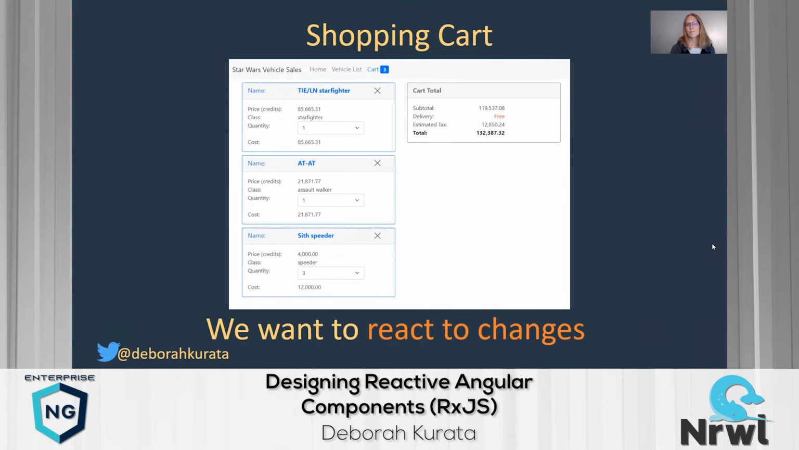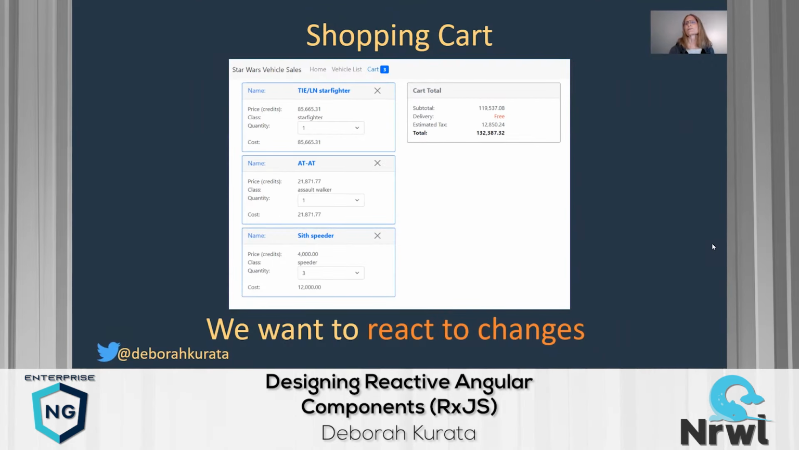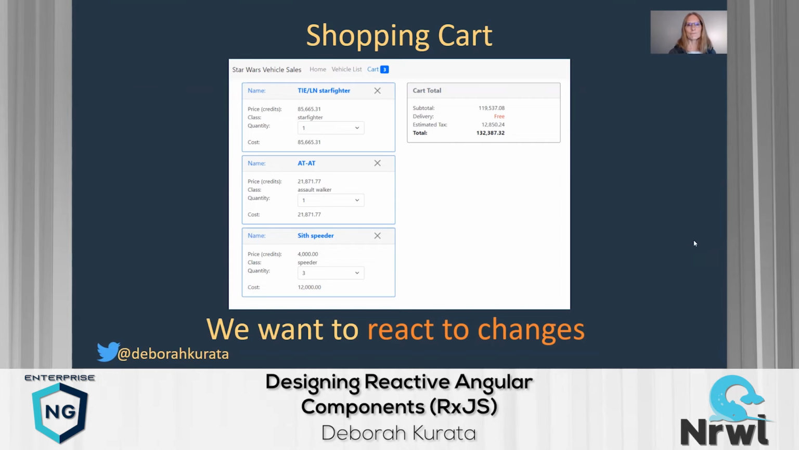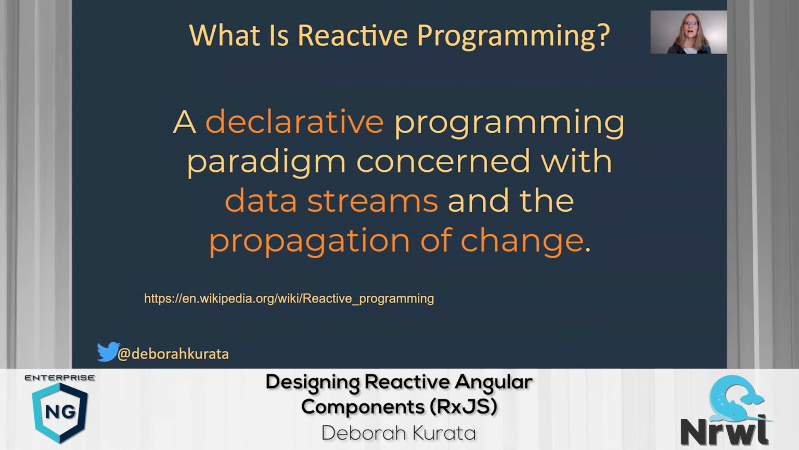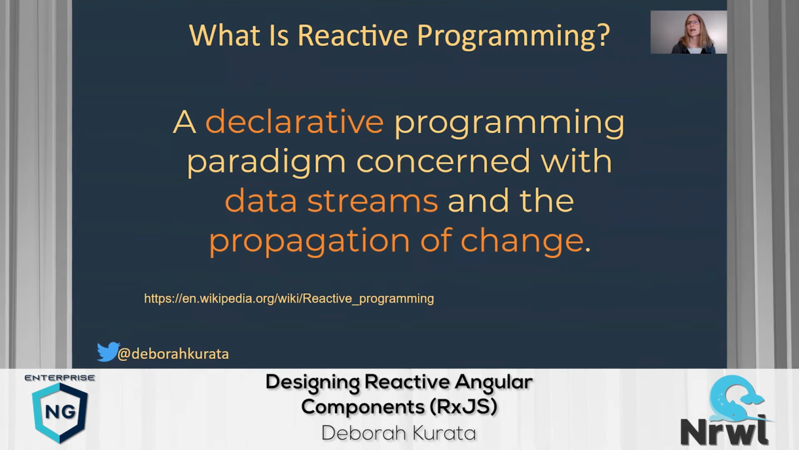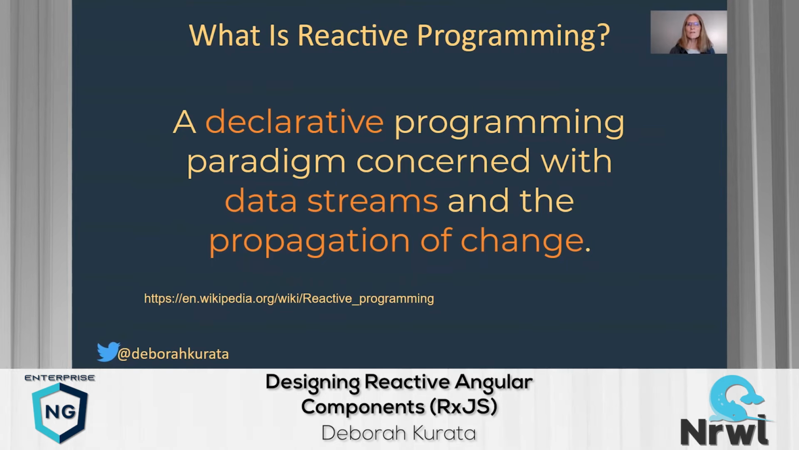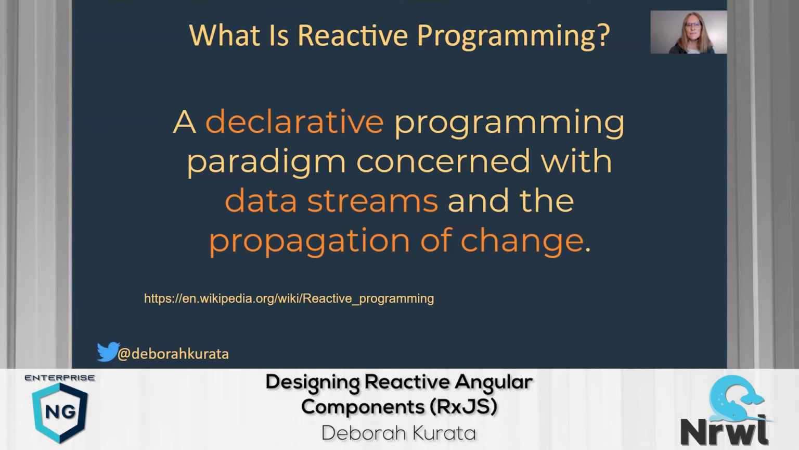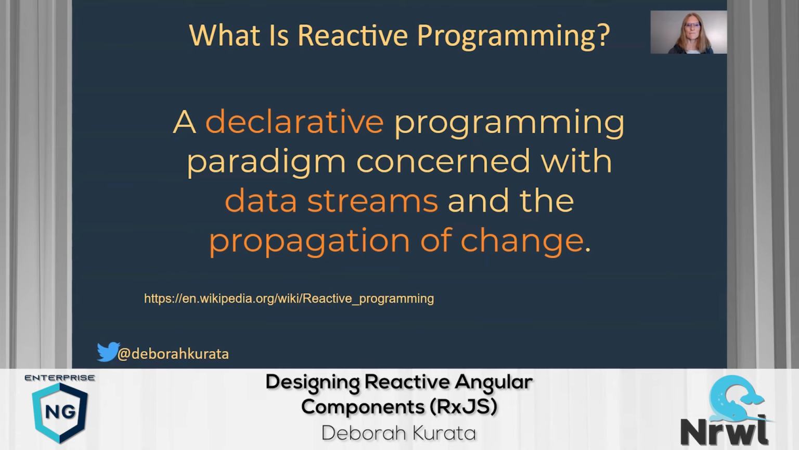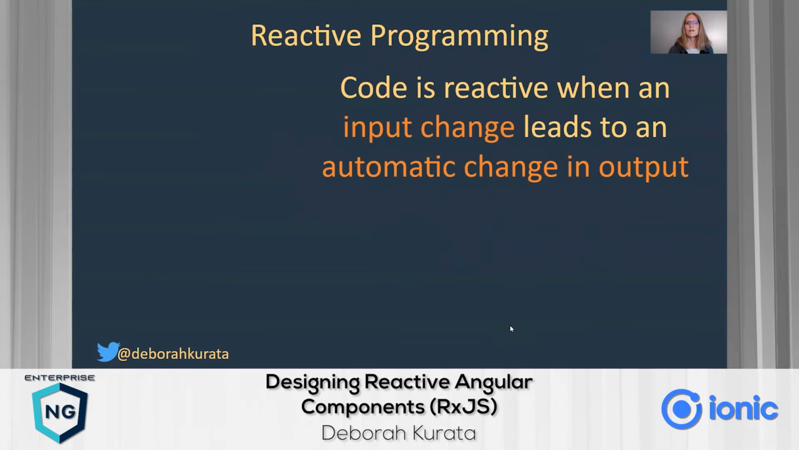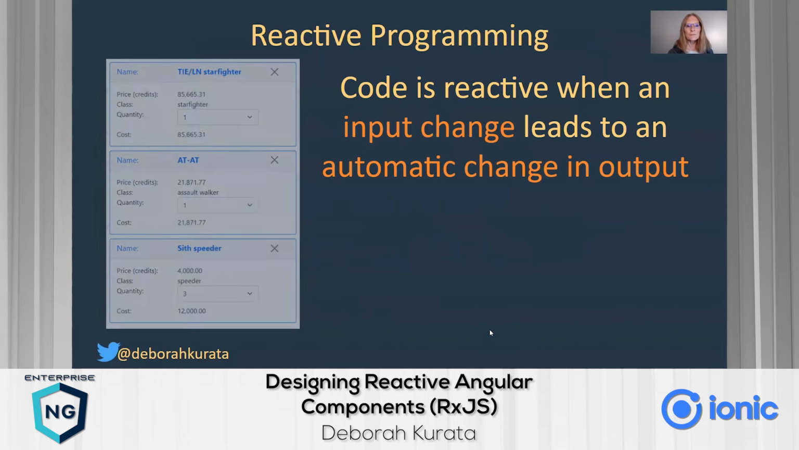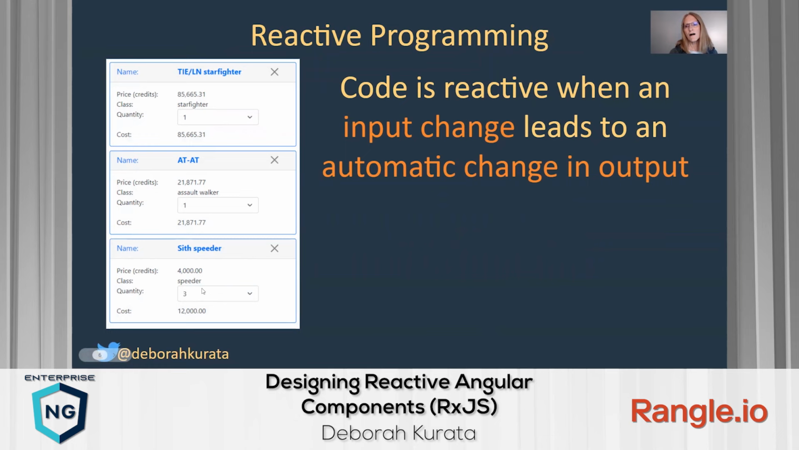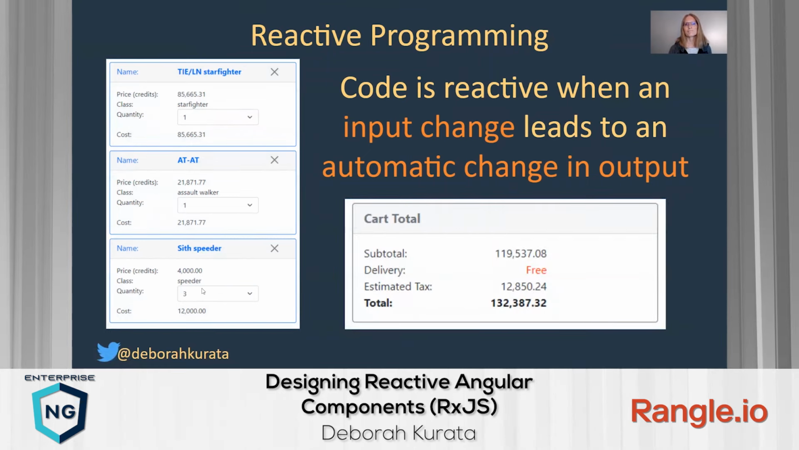So we want our shopping cart to be able to react to changes. When I change the quantity, I want it to change my totals. When we implement our designed reactive components, we'll use reactive programming. Reactive programming is a declarative programming paradigm concerned with data streams and the propagation of change. Saying it another way, code is reactive when an input change, such as changing the quantity of our speeder, leads to an automatic change in the output.